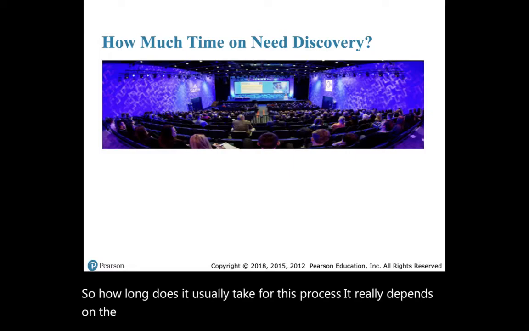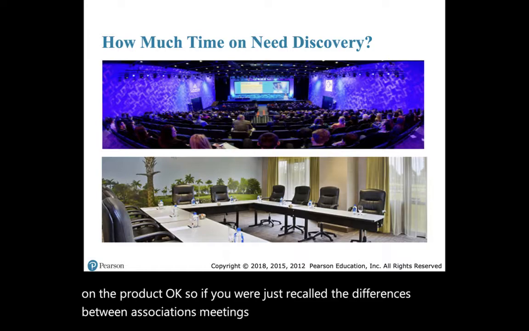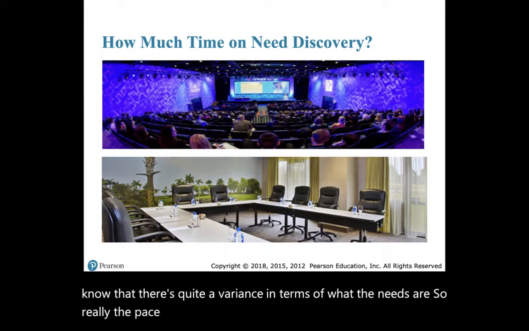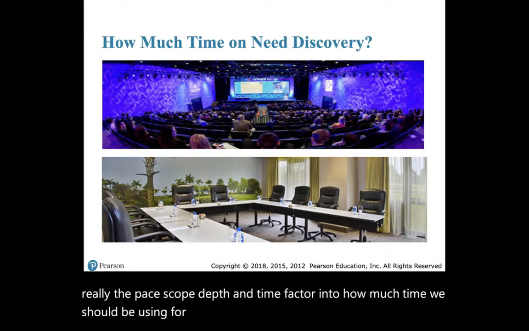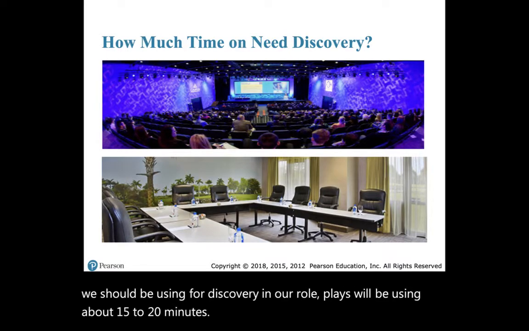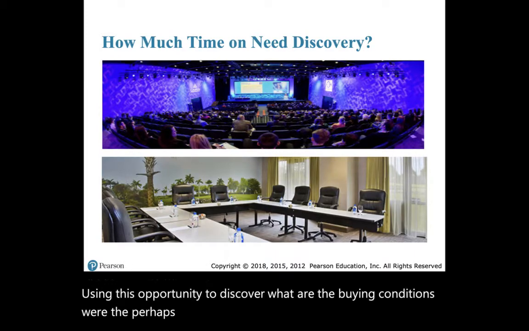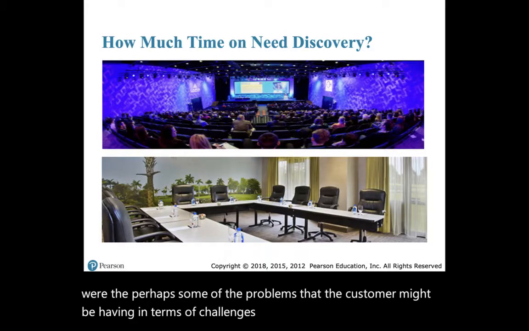Okay, so if you just recall the differences between associations, meetings, and corporate meetings, we already know that there's quite a variance in terms of what the needs are. So really the pace, scope, depth, and time factor into how much time we should be using for our discovery. In our role plays, we'll be using about 15 to 20 minutes, using this opportunity to discover what are the buying conditions, what are perhaps some of the problems that the customer might be having in terms of challenges. Okay, but remember, this is a very important aspect of the sales process.